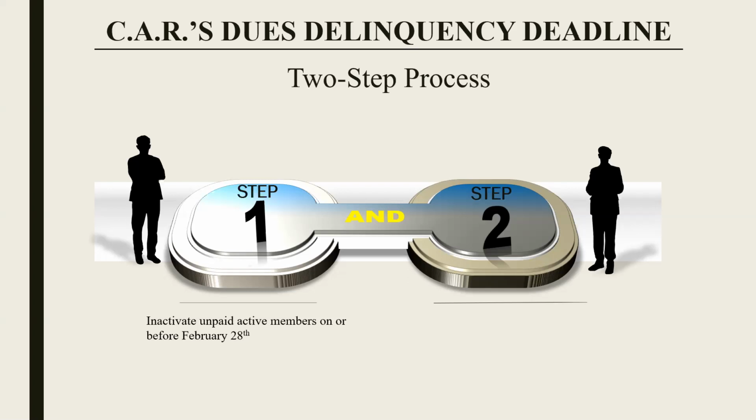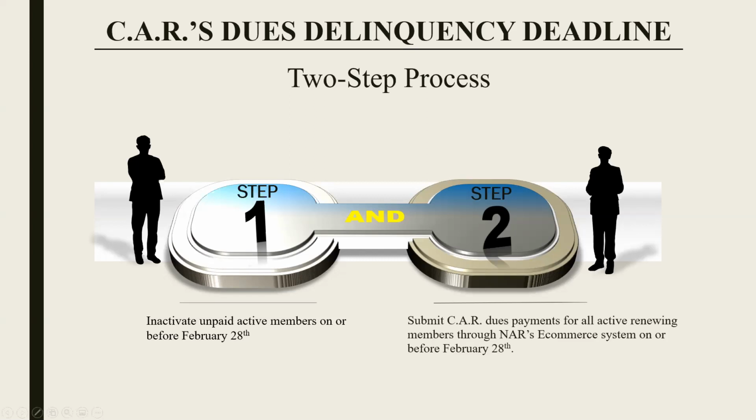As I mentioned earlier, you will follow a two-step process. Now, the first step in the process is to inactivate all unpaid active members on or before February 28th. The second step in the process is to submit C.A.R. dues payments for all active renewing members through N.A.R.'s e-commerce system on or before February 28th.